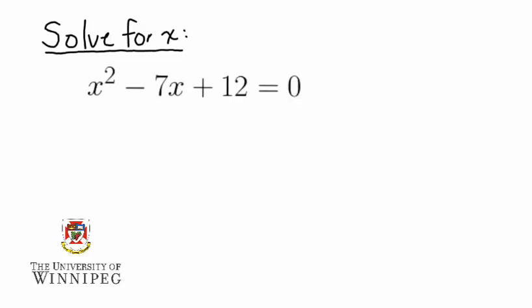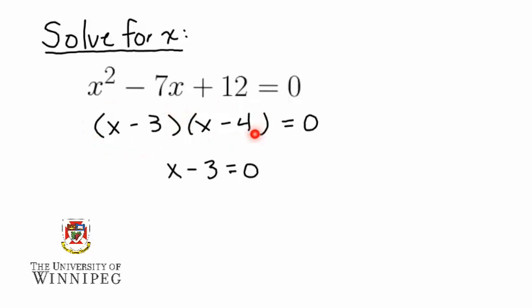In this first example, we're looking for two numbers that multiply together to give us positive 12, yet add to give us negative 7. Those two values are negative 3 and negative 4. This indicates that we can factor our quadratic equation into the following binomial pairs. Now, since we have a product of two numbers that are equal to 0, it must be that either the first number is equal to 0, or the second number is equal to 0.